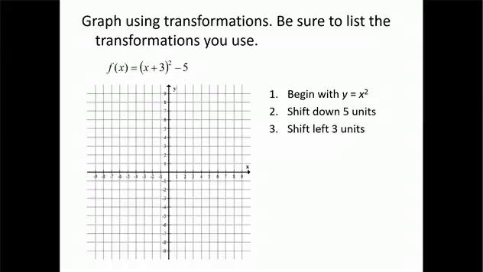So the first thing that we'll do is we'll graph our library function. Then we'll shift 5 units down, and we can see how our coordinates have changed. We've subtracted 5 from each of our y coordinates, and then we'll shift 3 units to the left, and that subtracts 3 from each of our x coordinates. So here's the graph of f of x is equal to x plus 3 squared minus 5.